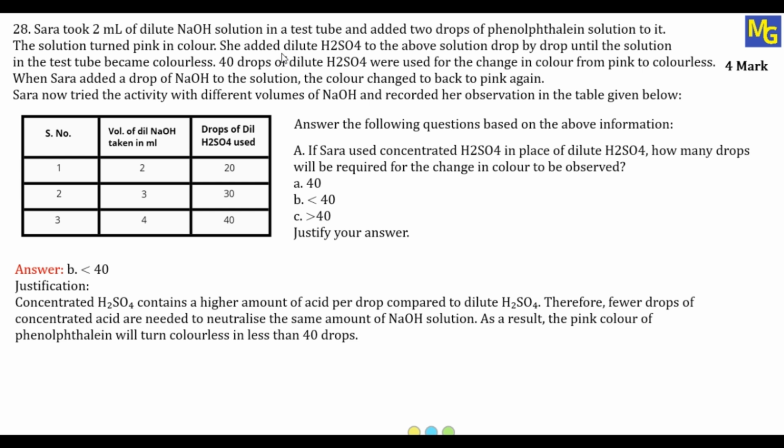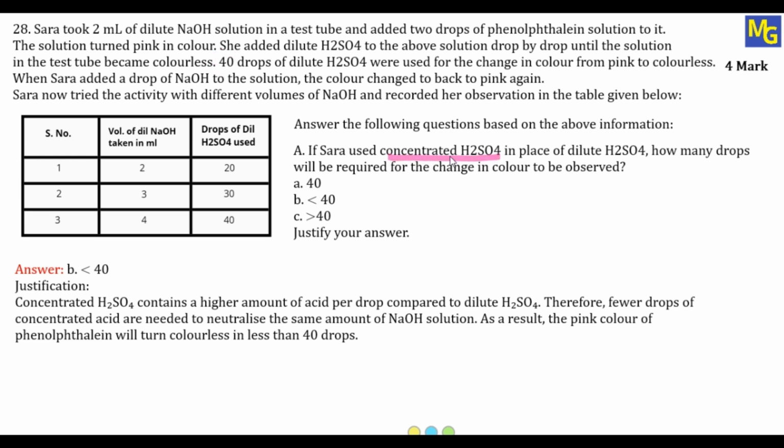I hope you're understanding. Whenever we say dilute, the H plus concentration will be less because of the addition of water. And these H plus are responsible to change the color from pink to colorless. Because it is dilute, it has less H plus, and therefore it takes 40 drops to change the color from pink to colorless. But in the question they are saying it is concentrated.